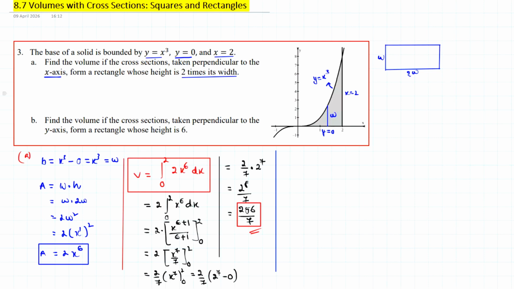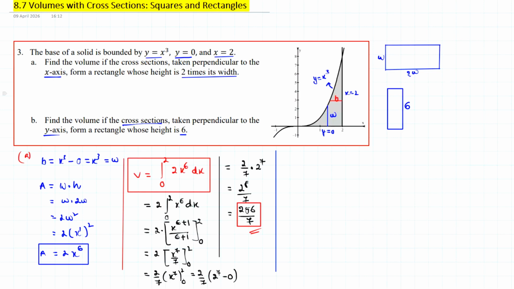So now let's see part B. Find the volume if the cross sections taken perpendicular to the y-axis form a rectangle whose height is 6. The height is already given, that is the 6, and the width is where the cross sections are perpendicular to the y-axis, right? So these are the cross sections perpendicular to the y-axis. So this is the width.